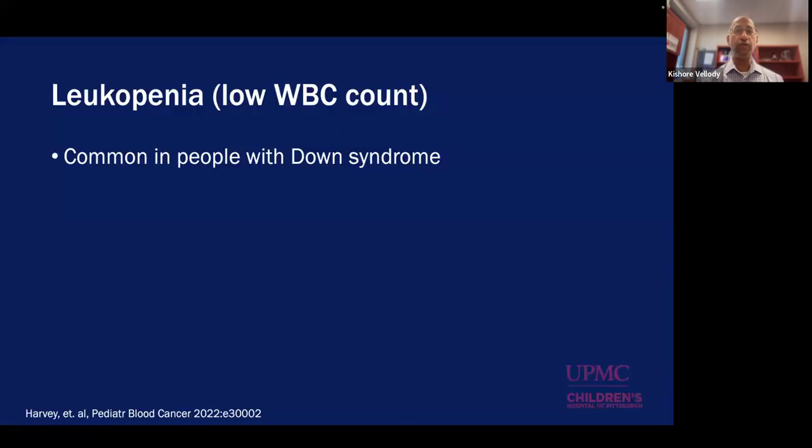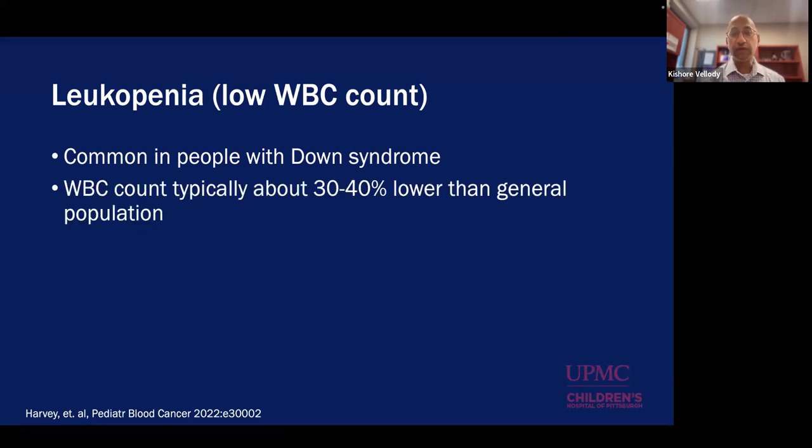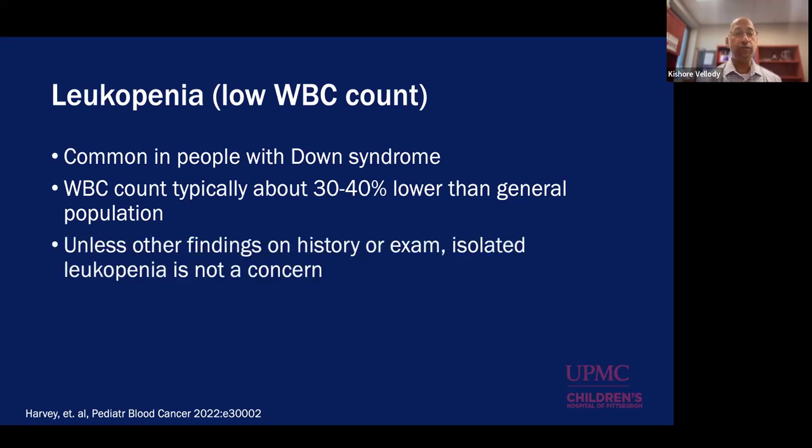So this is what we call leukopenia. Leukopenia is just a medical way of saying low white blood cell count. And this is very common in people with Down syndrome. In fact, when you look at studies of the lab results for people with Down syndrome, the white blood cell count is typically 30 to 40% lower than in the general population. So that's a pretty significant amount lower, and very similar to what we just saw with this person's white blood cell count being 3.7.